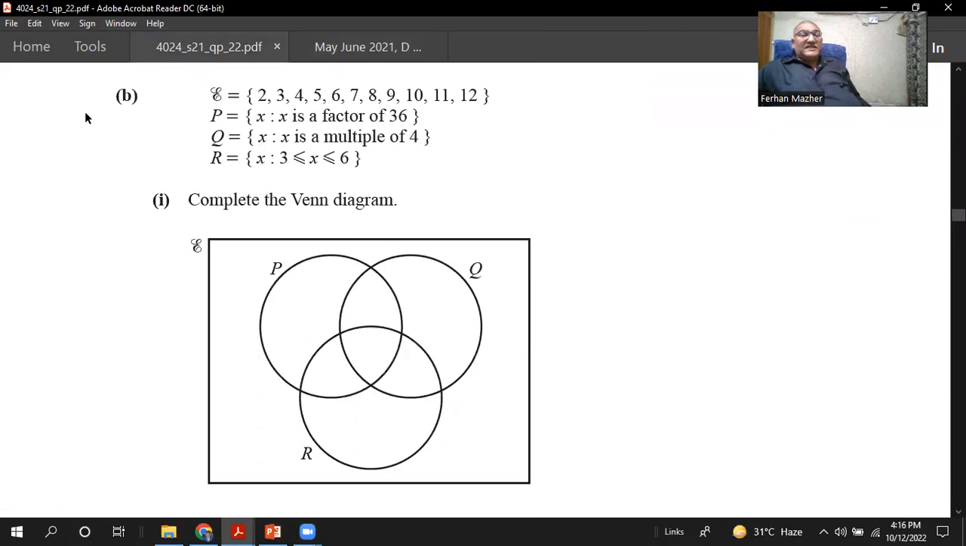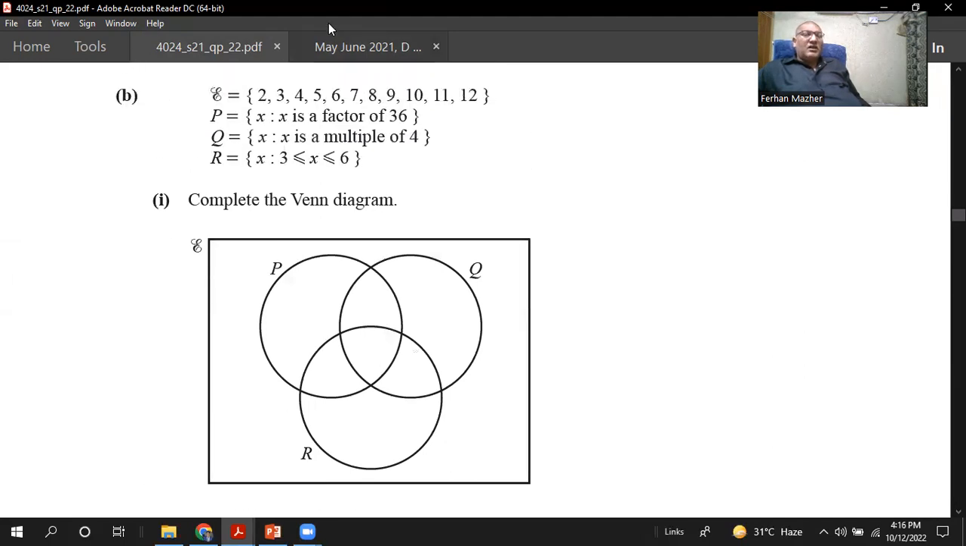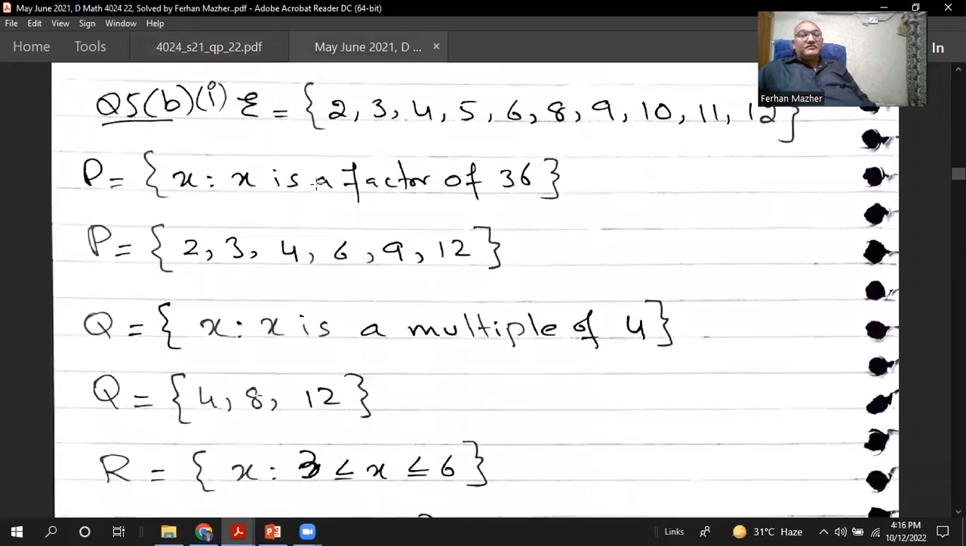Then the B part says complete the Venn diagram. It's a 3 marks question. The universal set is 2, 3, 4, 5, 6, 7, 8, 9, 10, 11, 12. And P is x such that x is a factor of 36. So what are the factors of 36 in this list in the universal set? That is 2, 3, 4, 6, 9, and 12.